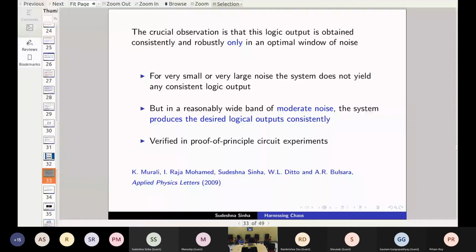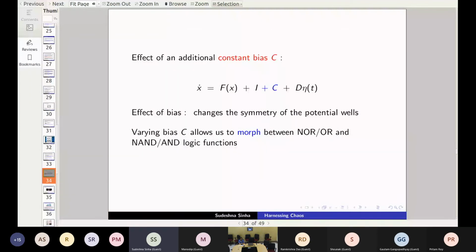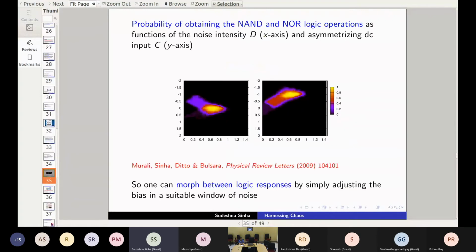I should also mention here, since part of my talk was about flexible, reconfigurable logic gates, we can do the same here as well. We can add a small bias term. It's just a constant term, a DC asymmetrizing constant. And this actually just changes the symmetry of the wells and allows us to morph between, say, NOR or OR and NAND and AND functions.